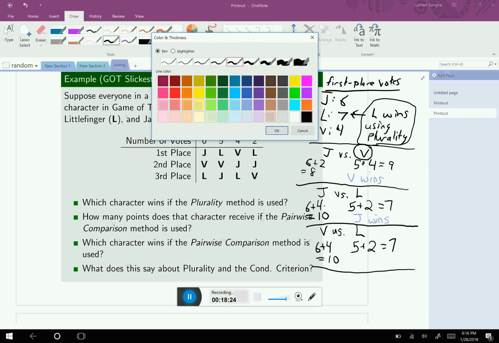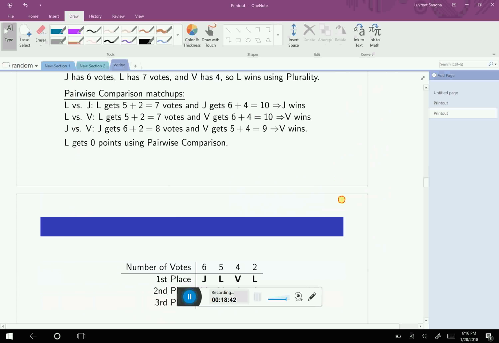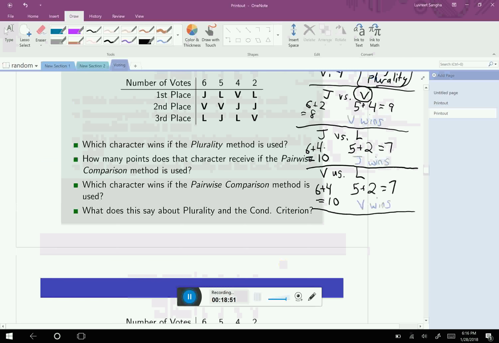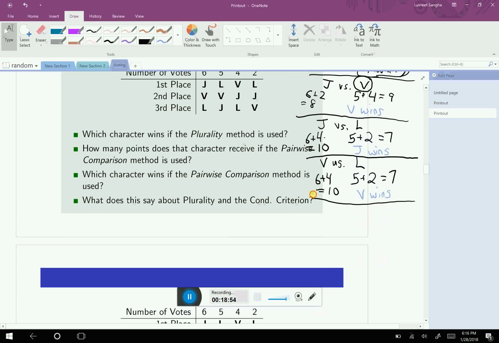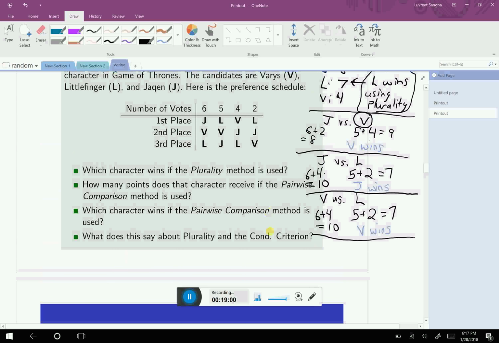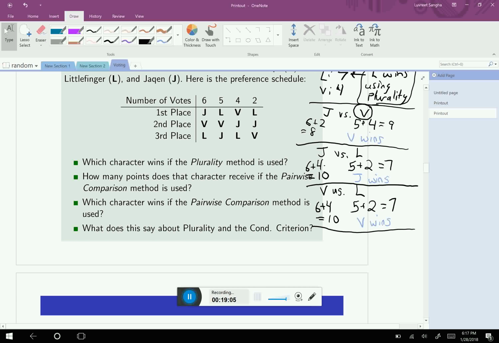Okay. Alright, so looking at that now, V has more points, so V wins that matchup. I just want to make sure that I don't have a typo, that I didn't mess up there. J versus V, J gets 8, and V gets 9. Yeah, I think that looks good. Okay. Alright, so now we need to write down how many points each person has.